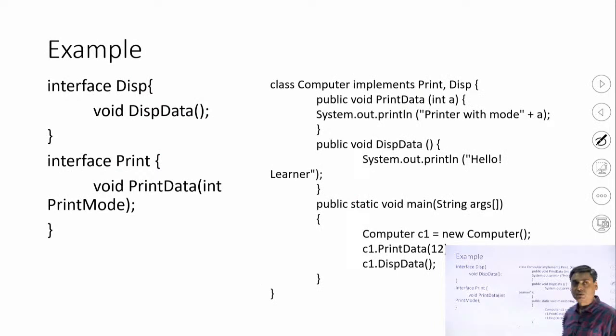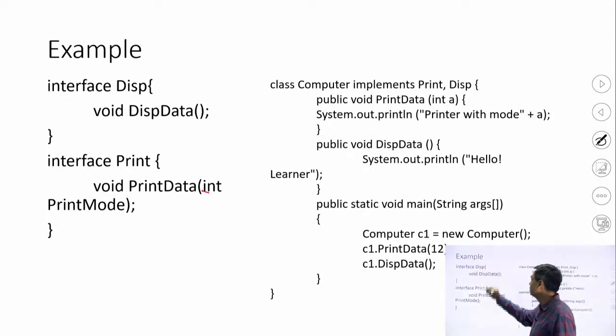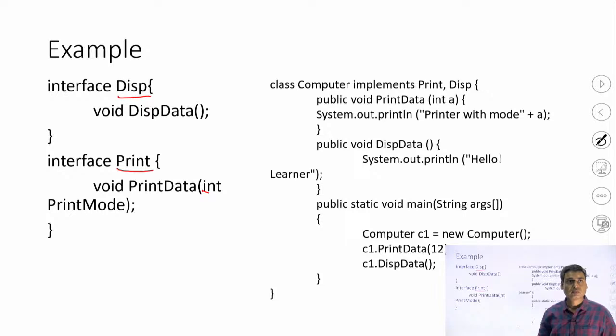Now let's look at one more example. In this example we have defined two interfaces, disk and print. Within the disk interface we have defined a method diskData, and within print we have defined a method printData. So two interfaces are defined.